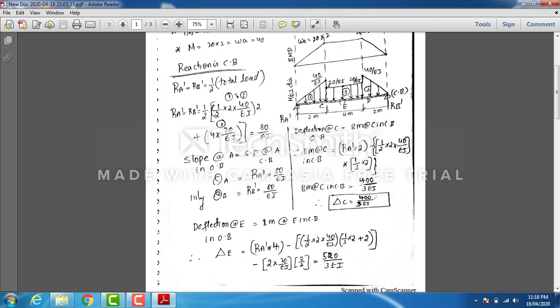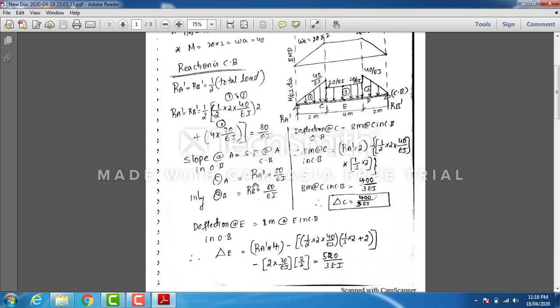Now coming to this area, it is the area between C and E. Okay, so it's a rectangle. So base is 2, height is 20. So it is 2 into 20 by EI. So from center of this rectangle to point E, that is 2 by 2, 1 meter. Okay, so it works out to 520 by 3 EI. So that is your deflection at point E.